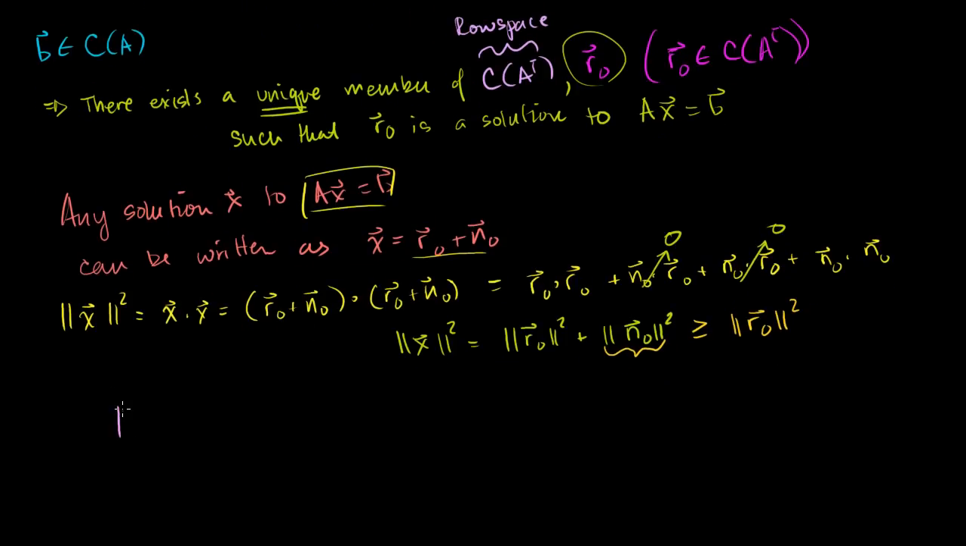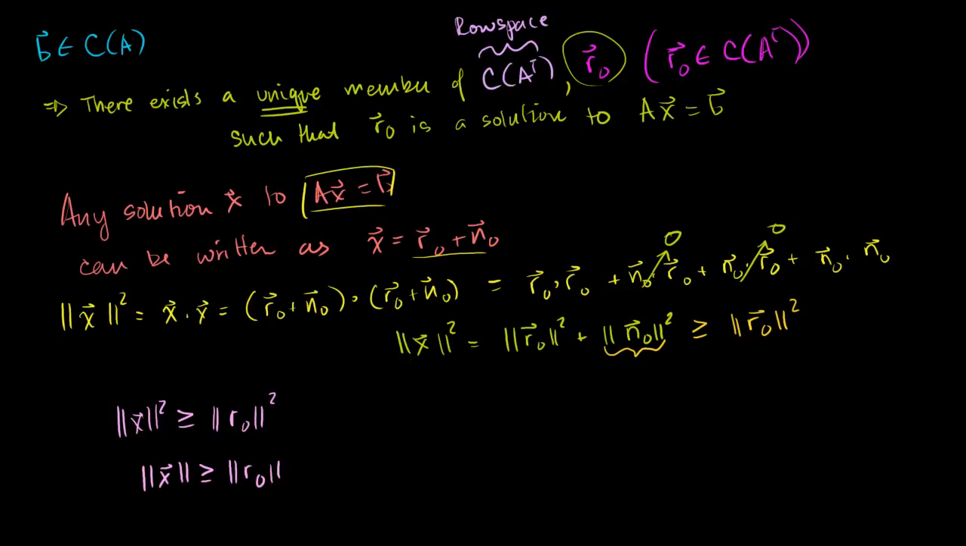Or another way to think about it is, you give me any solution to the equation Ax is equal to b, and the square of its length is going to be greater than or equal to the square of r naught's length. Or, since both of the lengths are always positive, you can take the positive square root, and you won't have to switch signs there. The length of any solution to Ax equals b is going to be greater than or equal to the length of r naught. So that makes r naught kind of a special solution.